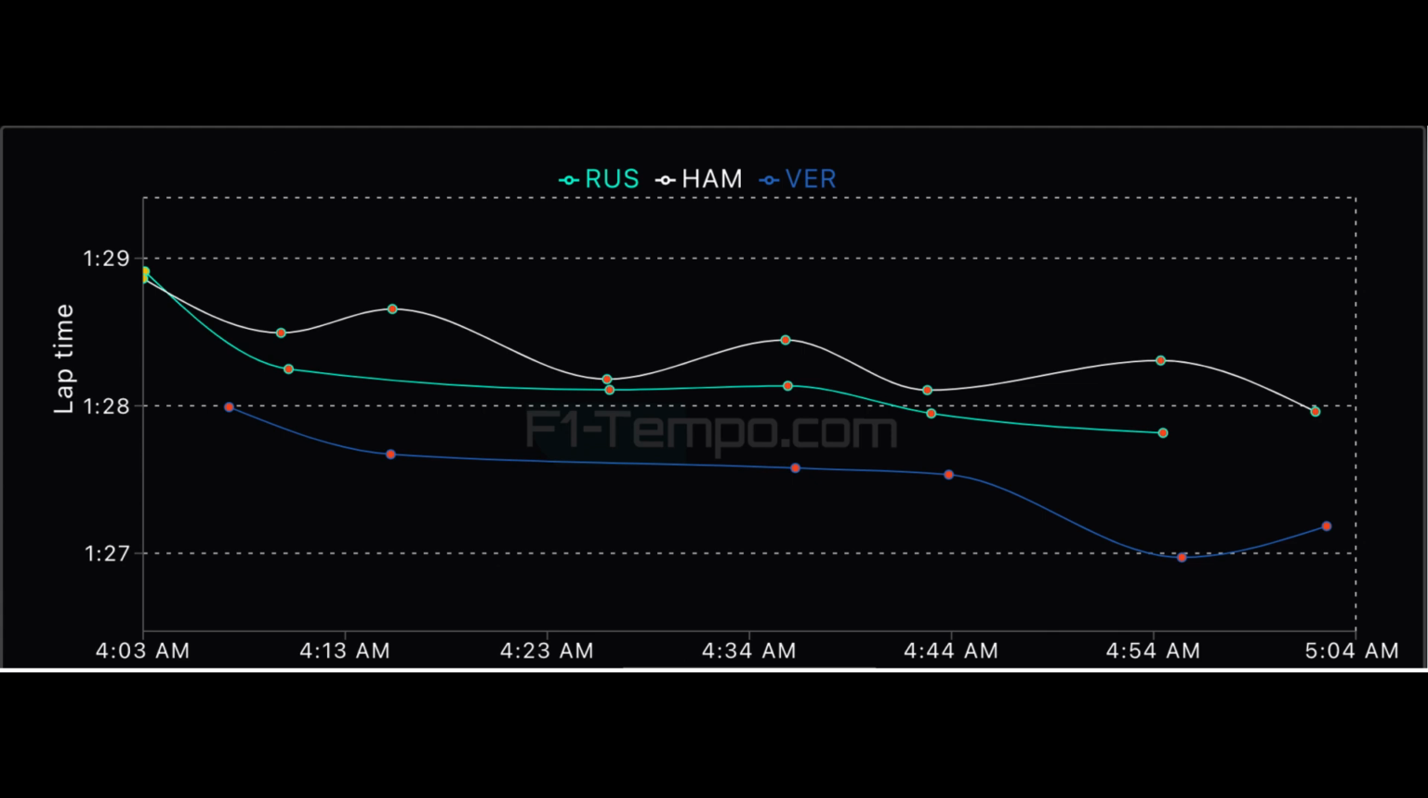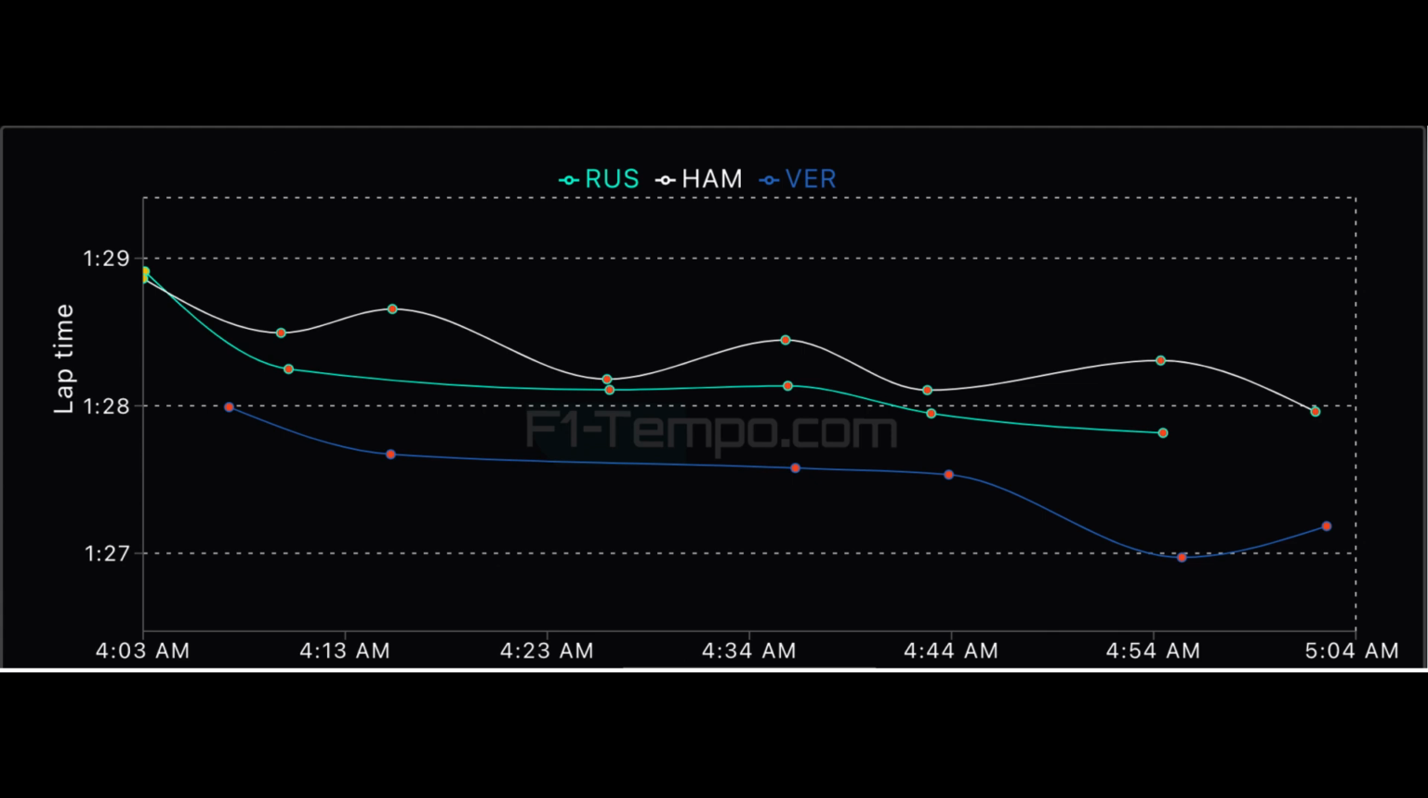Along the vertical axis, or the y-axis, is the lap time. We can see here that both Verstappen and Hamilton did a lap more than Russell did. And we know that because Russell aborted his final lap because he made a mistake in sector one. What we can also see here is that Lewis's final lap was his fastest lap, and Max's penultimate lap was his fastest lap.